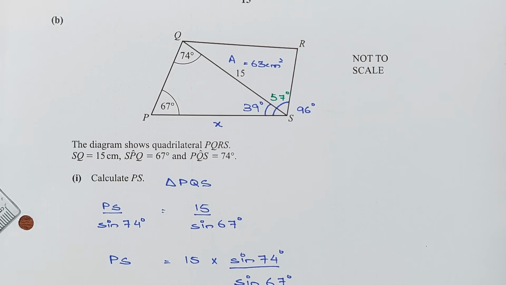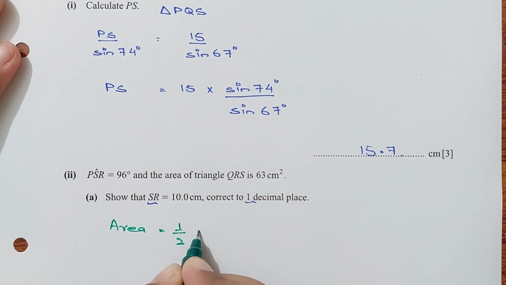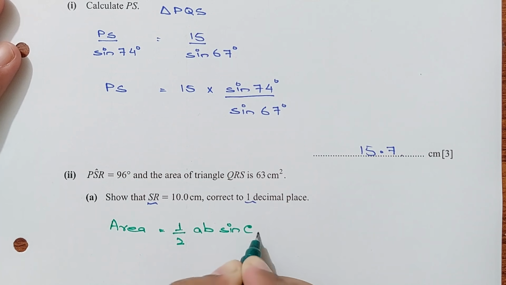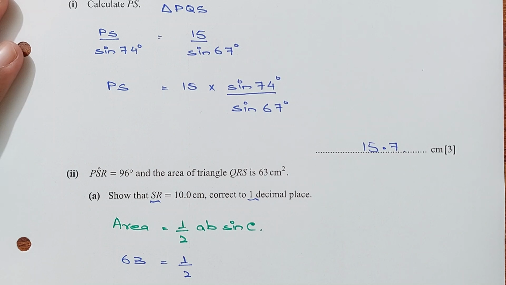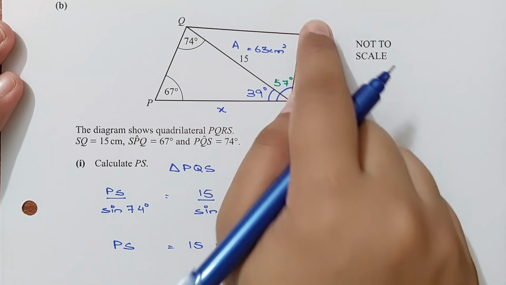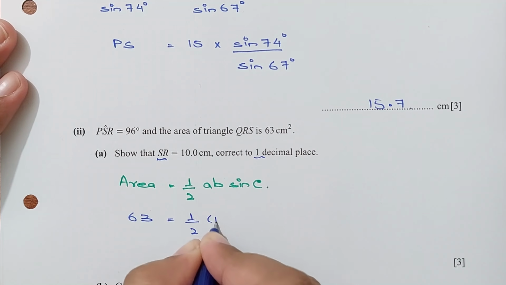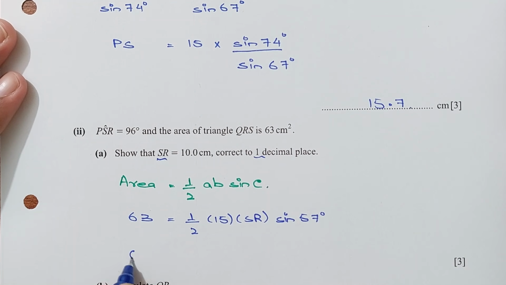Right, using the concept of area, we know that area is equal to half ab sine C, right? We have been given the area, which is 63, equal to half, and we have to find the two sides and the angle. The two sides are SQ and SR, so 15 times SR times sine of 57 degrees, right? So SR is 63 multiplied by 2, divided by 15 times sine 57 degrees.